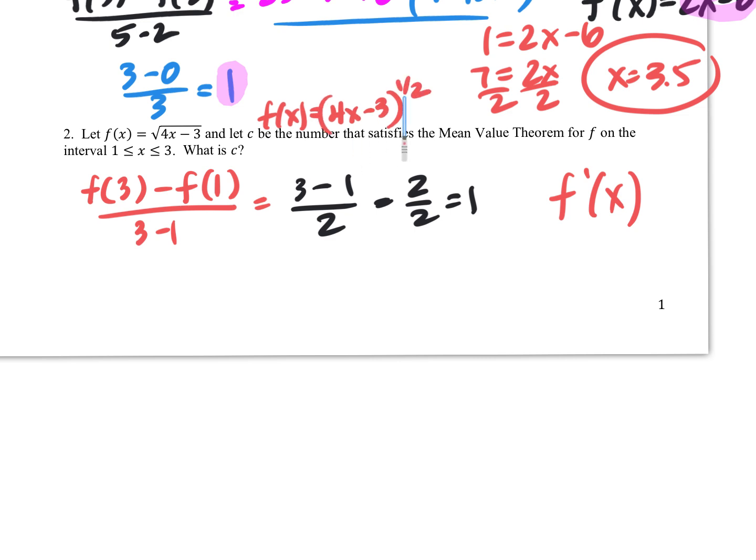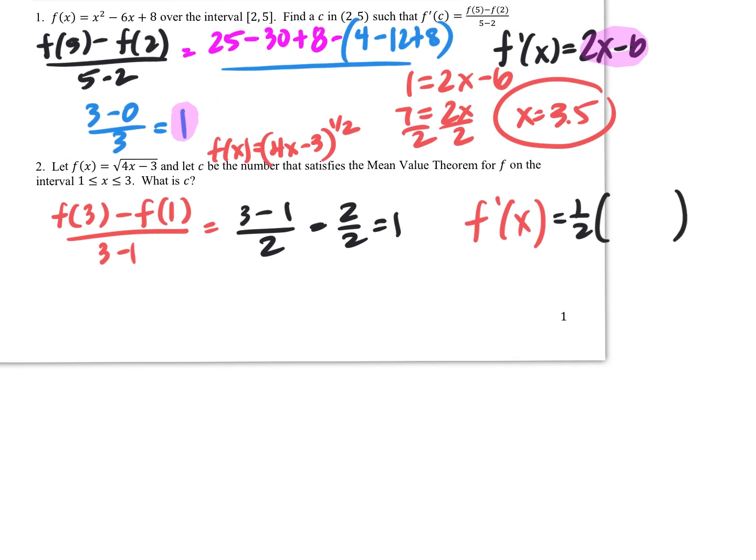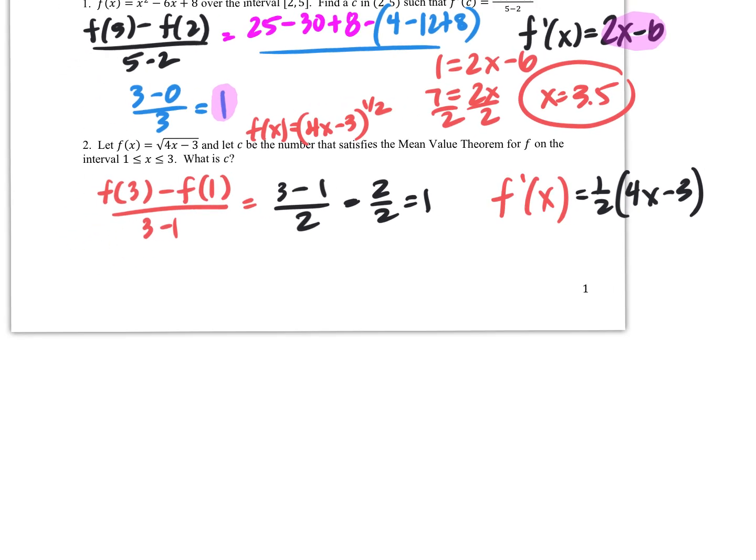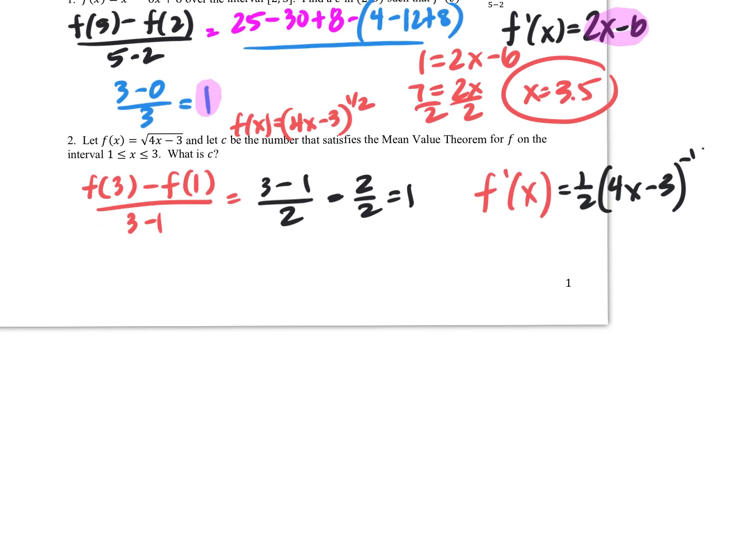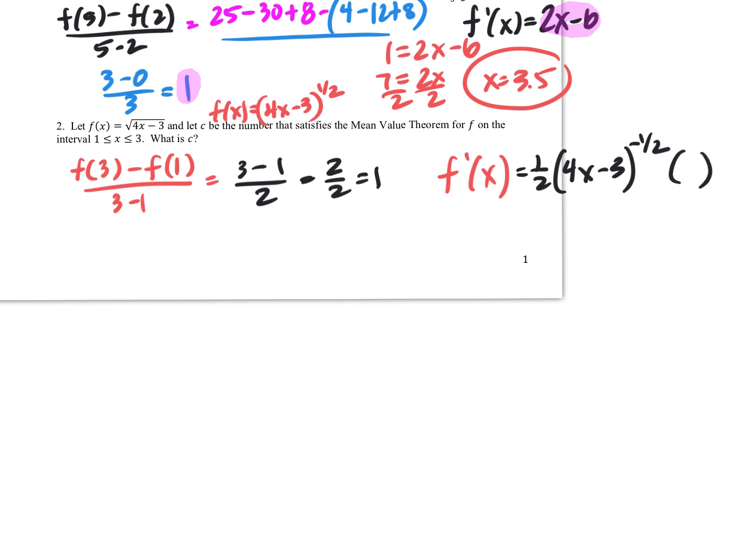So we've got to do a little chain rule. The derivative of this outer, Sadie just said, bring that 1/2 out front. Leave the inner. So I've got 4x minus 3. What does my exponent become? Negative 1/2. Nice, buddy. Take 1 away from my exponent. Don't forget about multiplying by the chain rule. I'm multiplying that by 4.